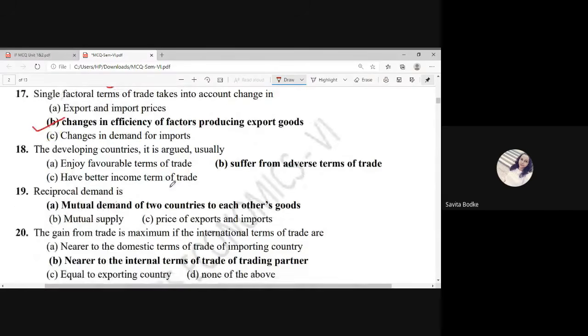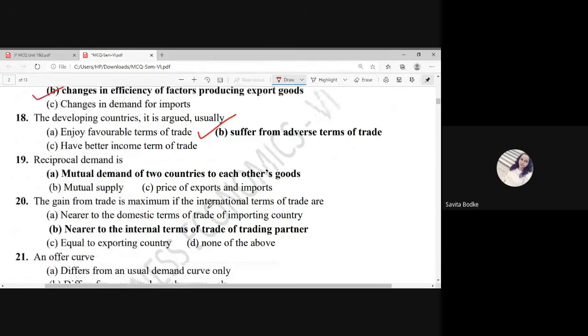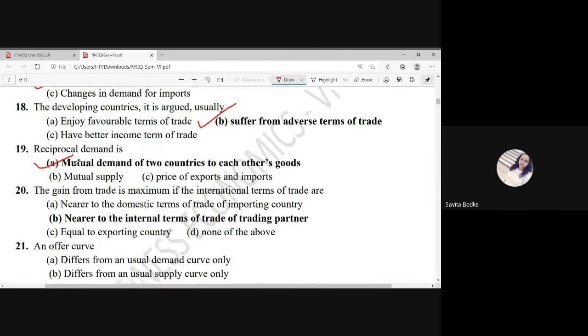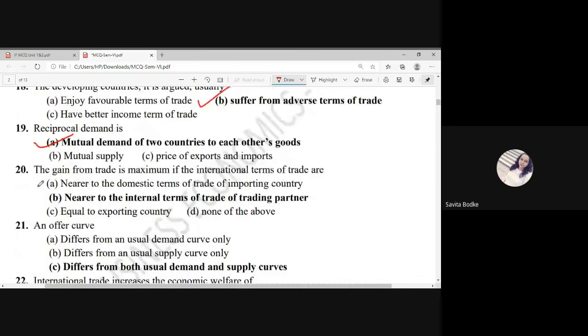The developing countries, it is argued, usually suffer from adverse terms of trade. Reciprocal demand is the mutual demand of the two countries for each other's goods. Next one is, the gain from trade is maximum if the international terms of trade are nearer to the internal terms of trade of the trading partner.